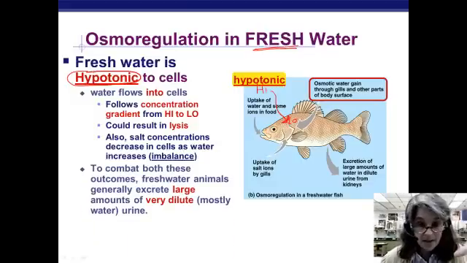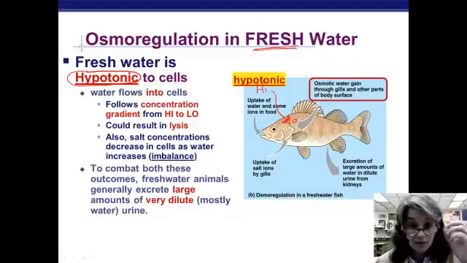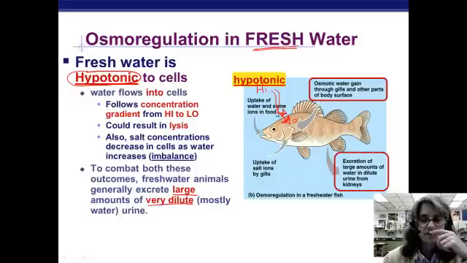So, to combat both of these things, essentially what freshwater fish and other organisms do is they pee all the time. They excrete, here's the proper way to say that, very large amounts of very dilute urine almost constantly. They're just getting rid of lots and lots and lots of water so that they can maintain water balance, even though water is constantly flowing from high to low concentration into their cells. Okay?